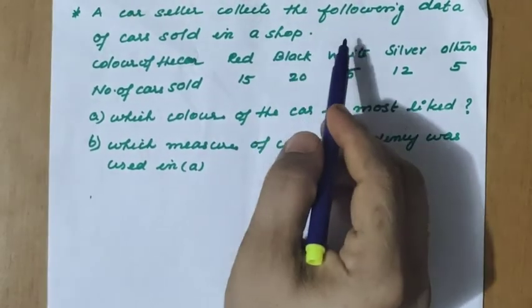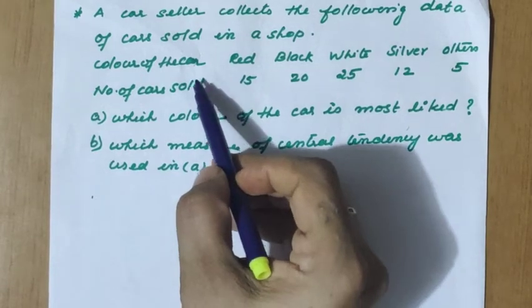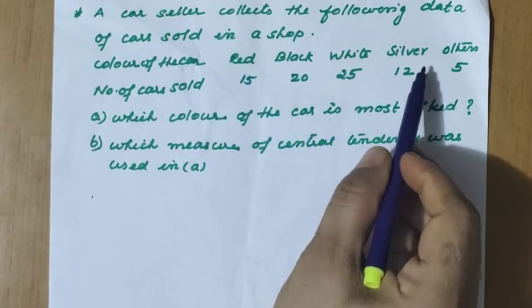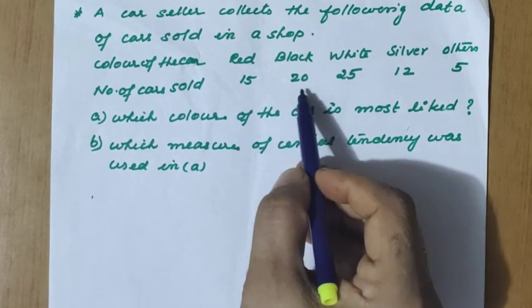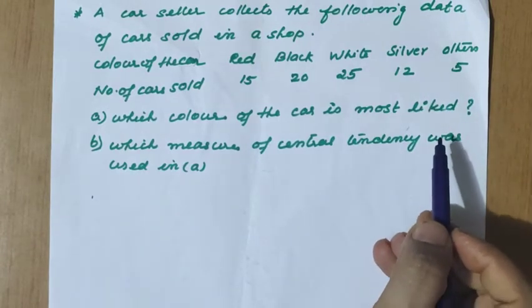A car seller collects the following data of cars sold in a shop: color of the car and number of the cars sold. What are the colors? Red, black, white, silver and other color. Number of cars sold respectively 15, 20, 25, 12 and in the other category they are 5.